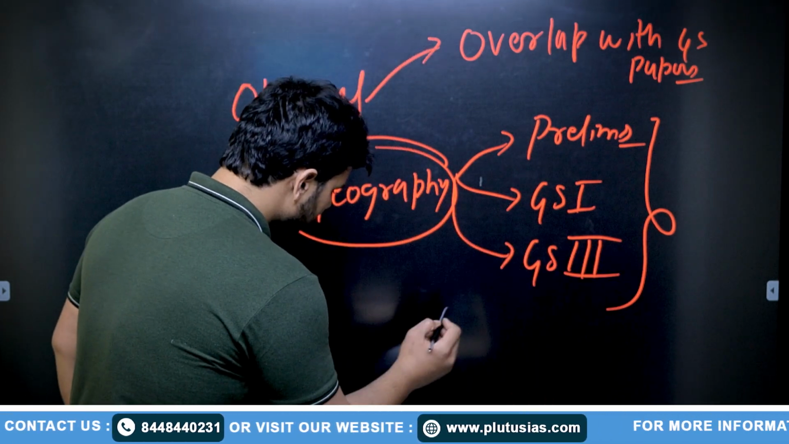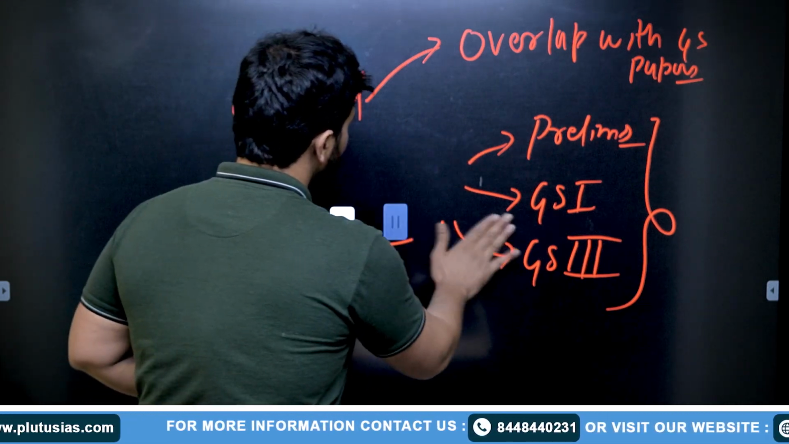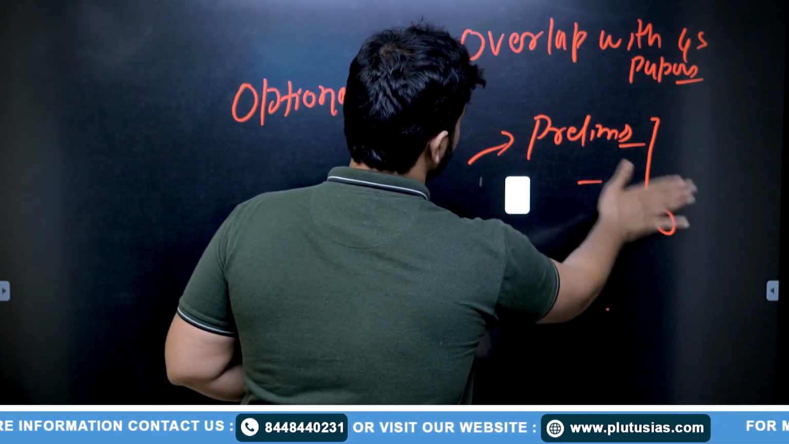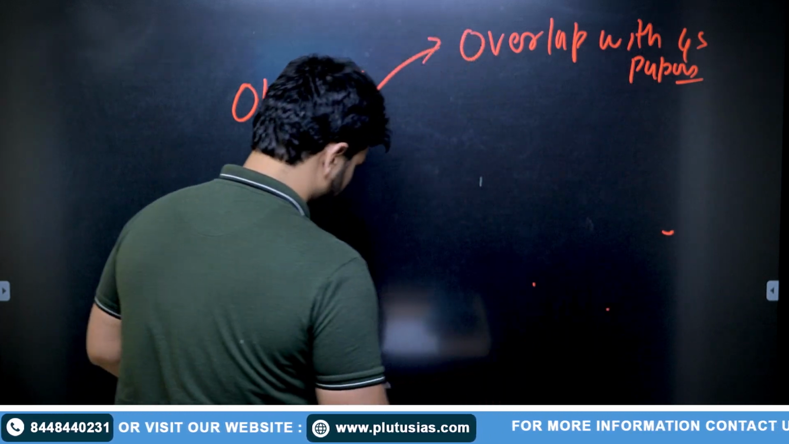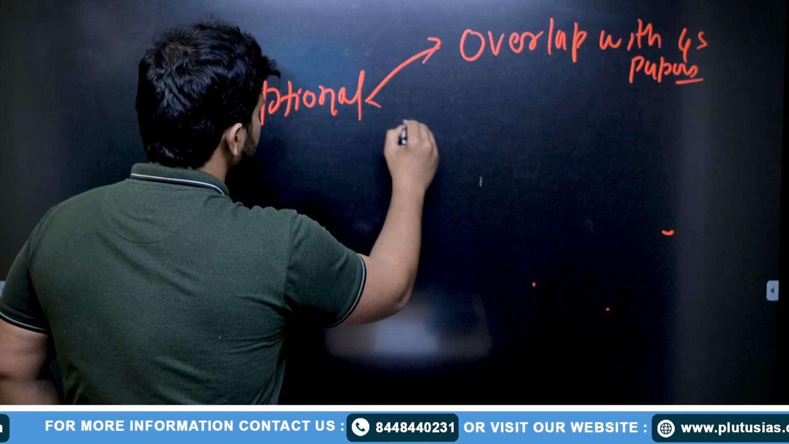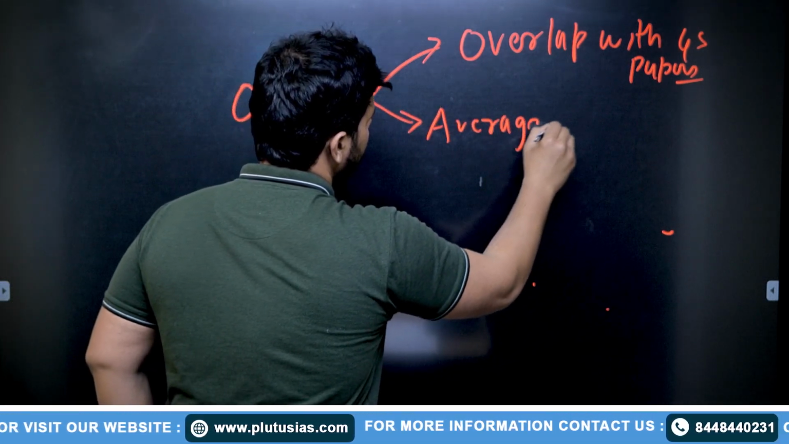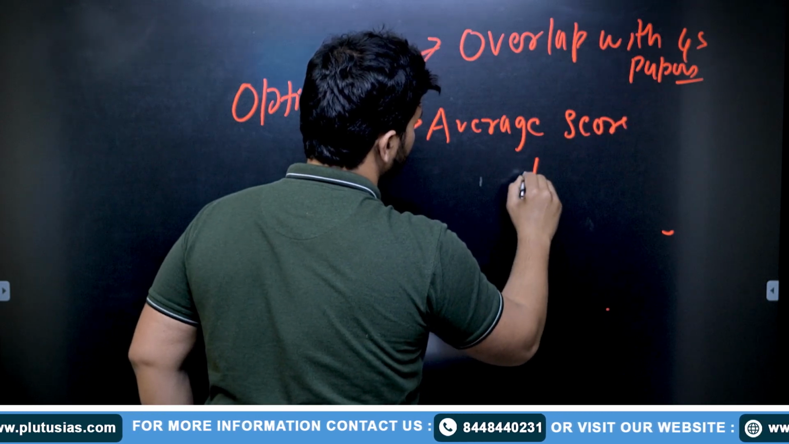Okay, this was the first parameter. Now we will look toward the second parameter. Just give me a minute. So what is the second parameter? The average score threshold.